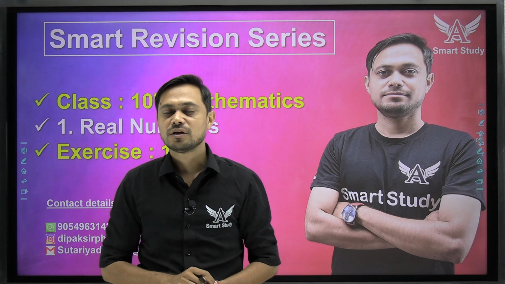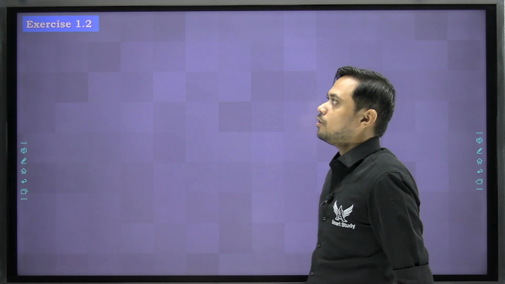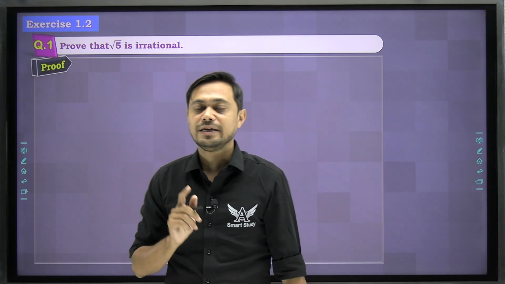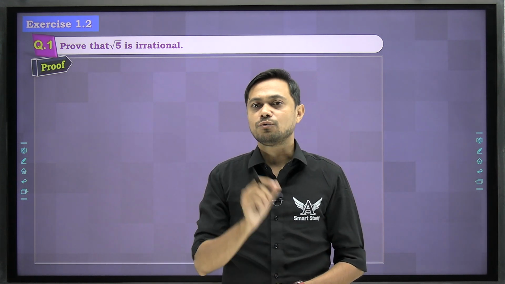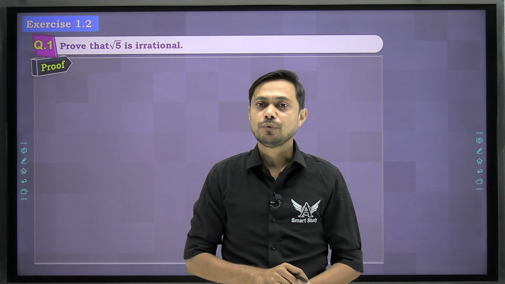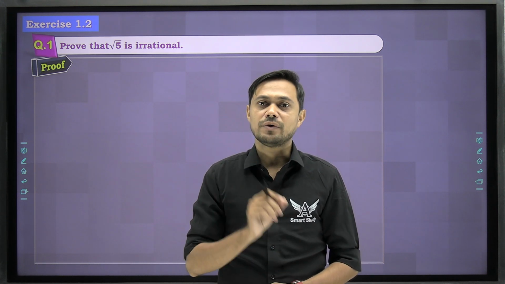So now let's move further and talk about the first question of exercise 1.2, in which we have to prove that root 5 is an irrational number. We know that root 5 is a non-perfect square, right? So it is irrational, but we have to prove mathematically that root 5 is an irrational number.